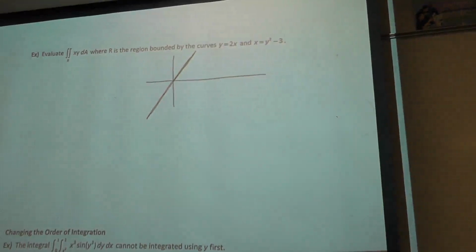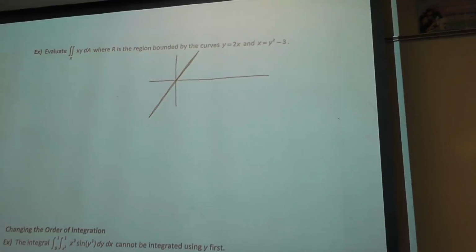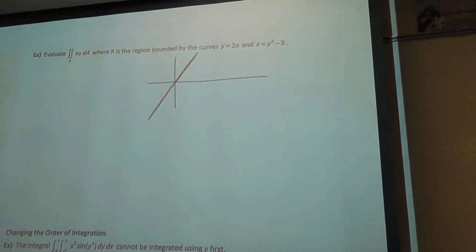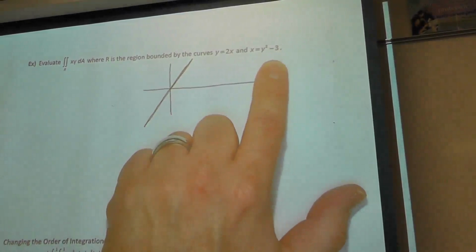X equals y squared minus 3. What would the graph of that look like? So a sideways parabola. Opening which way? Opening to the right. What does the minus 3 do to it? It makes it go back. It goes to the left.